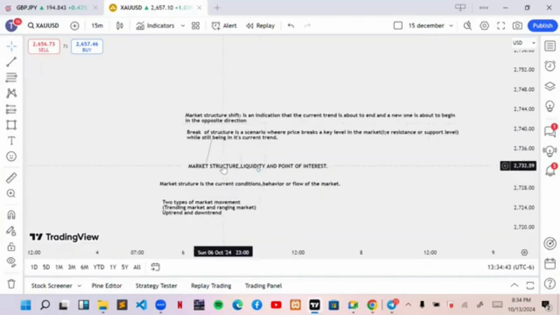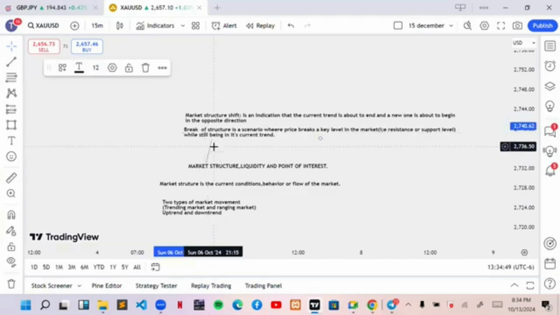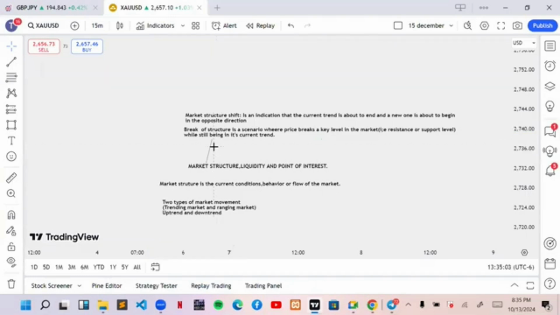So these are the two things that I look out for in the structure part of my strategy: market structure shift and then break of structure. For market structure shift, I'm looking to take a trade in the opposite direction of the previous trend. But in break of structure, you're going to take a trade in the same direction of the current trend, but it has to break a key level price.